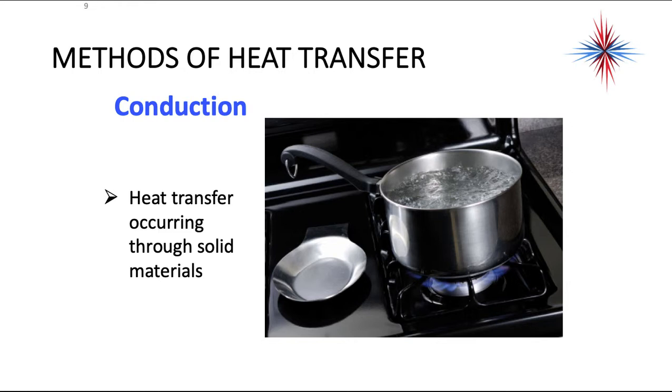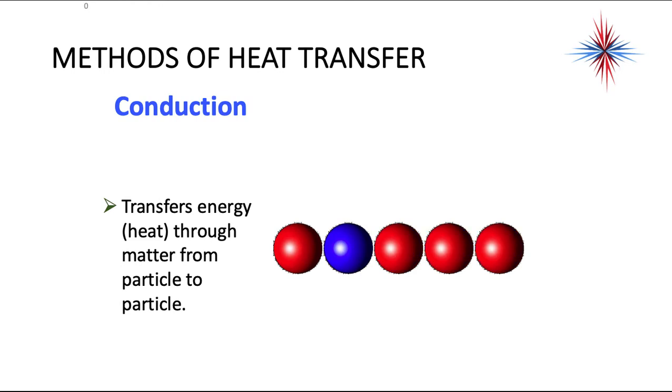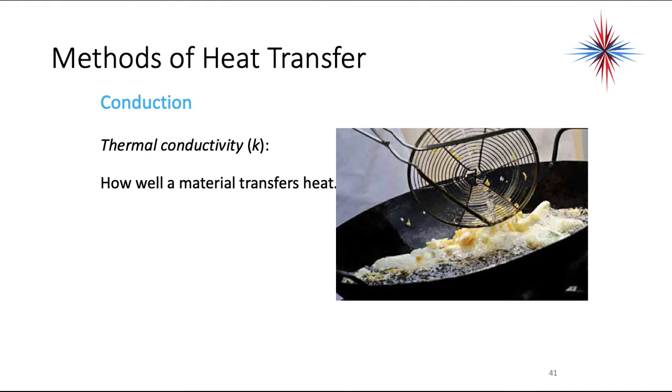Now, the handle is made of material that doesn't conduct heat as well as the material of the boiling pot. So heat conducts through different materials at different rates. That's something very important to remember. Conduction transfers heat through matter from particle to particle. Again, through matter. The thermal conductivity, or K, is how well the material transfers heat. The higher the conductivity, the faster heat transfers.